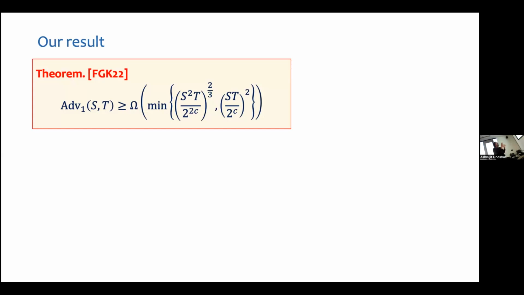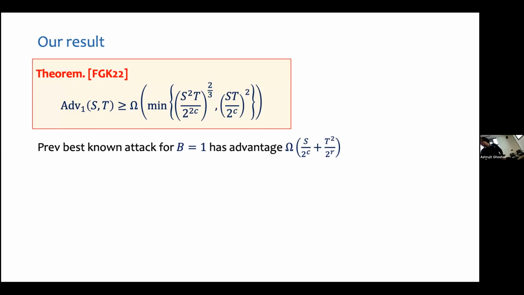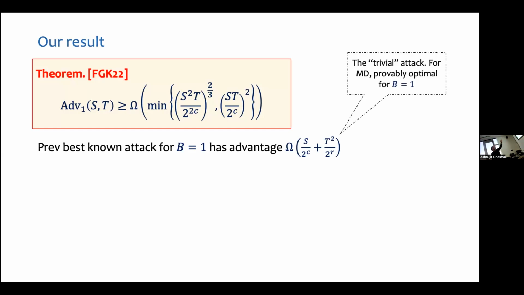So let's give a little bit of context here. The previously best known attack had advantage this quantity. Here, the attack that achieves this advantage, S by 2^c plus T squared by 2^r, is actually a fairly simple attack, what I call the trivial attack. The first term appears because the adversary can simply remember collisions for S different keys. If the key it gets as input is among those S, it wins. Otherwise it does a birthday-style attack. So that's the most obvious thing you can do. For the case of Merkle-Damgård for 1 block collisions, it's actually the best you can do.